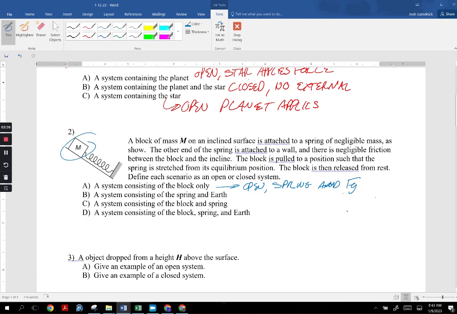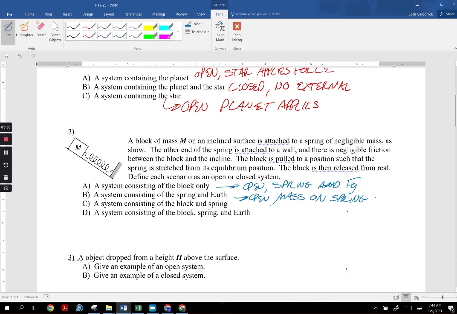If it's just spring and earth, okay, so now we're just talking about the spring and our planet. Yeah, this is an open system. You know how I know? The mass is applying a force on the spring. Granted, the Earth's gravitational pull will pull on the mass, which compresses the spring, but in the end, the mass is applying that force on the spring.